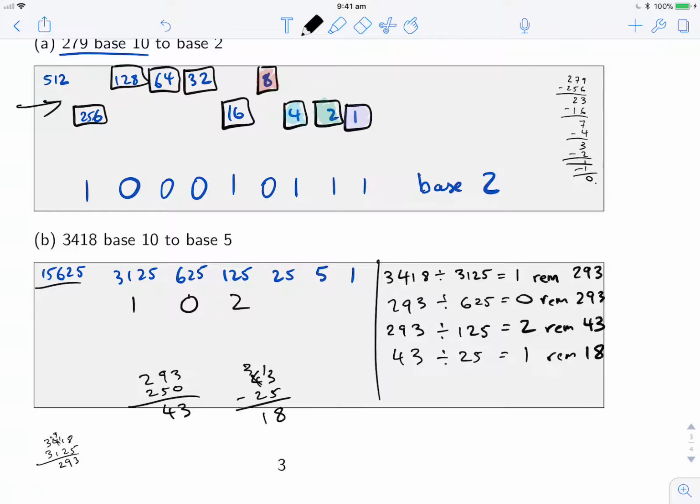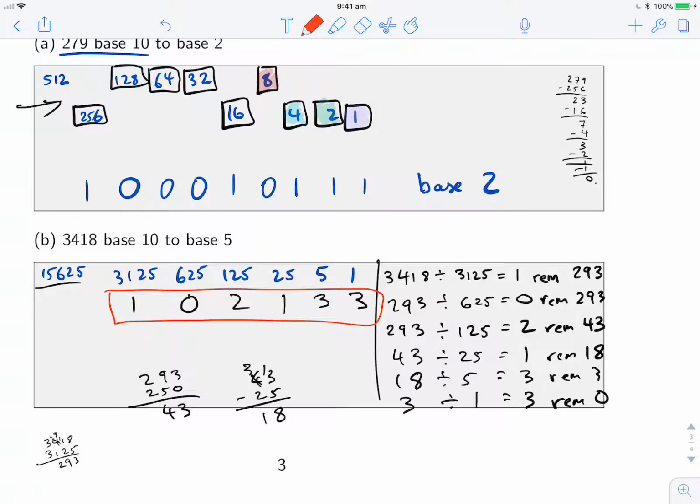Make up 18, so I have to write in the 1. So make up the 18 with 5s. I get 3 and 3 left over, and then 3 divided by 1s equals 3, remainder 0. So this ends up being my number in base 5.